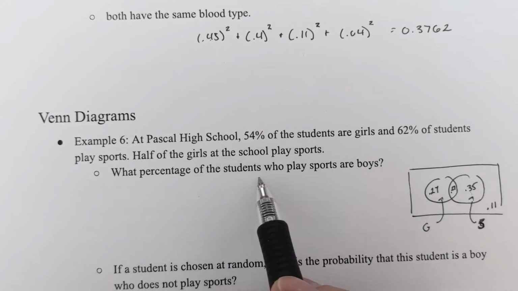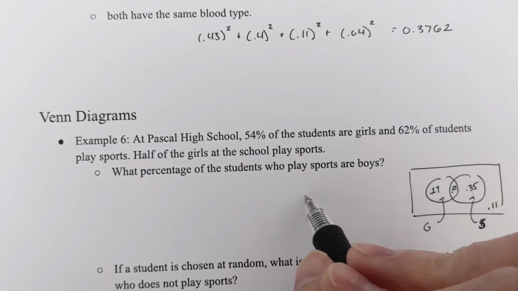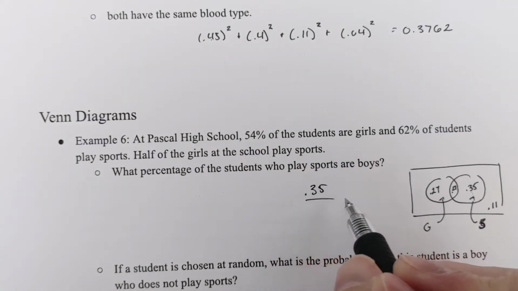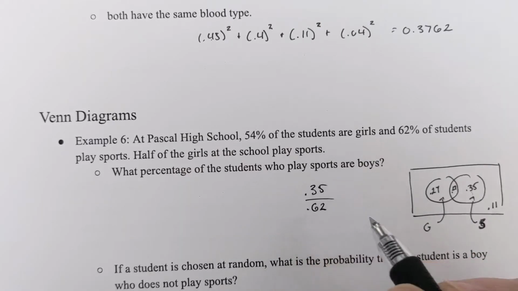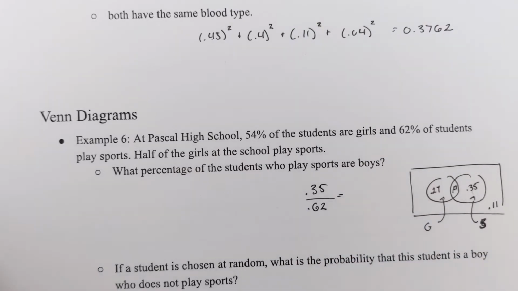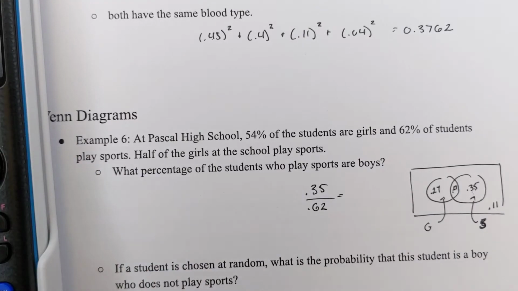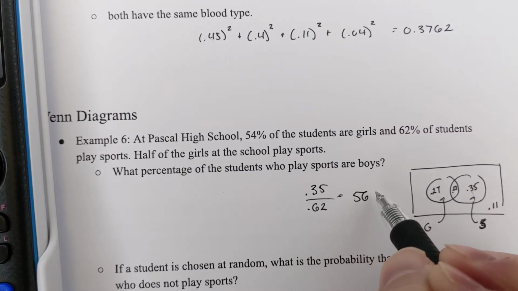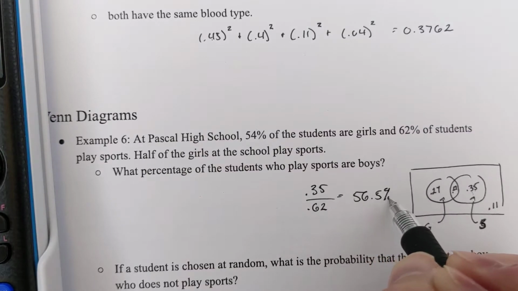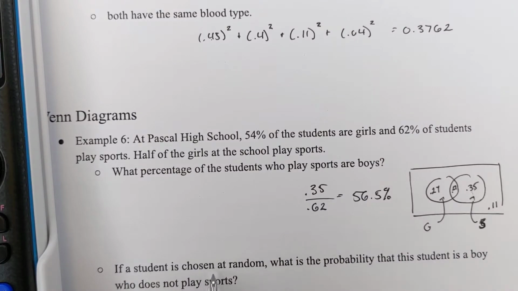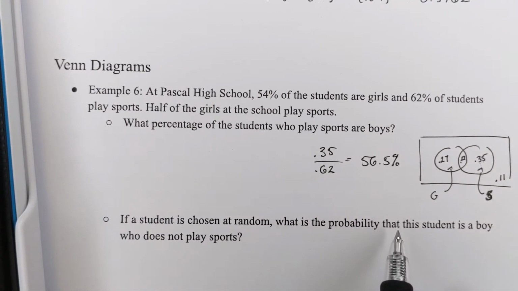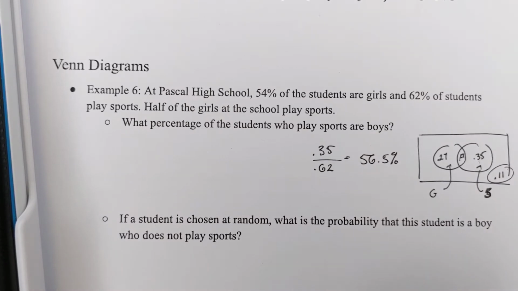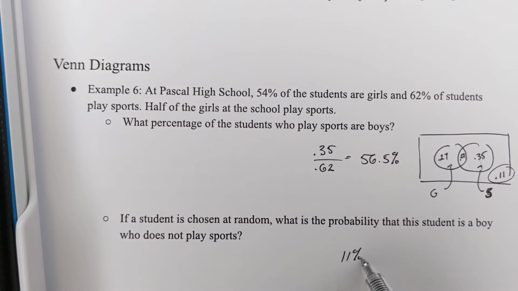What percent of the students who play sports are boys? Oh, whoops. So 0.35 divided by the total number of percent that play sports. So the 0.35 out of the entire sports circle. So this is about 56.5%. If a student is chosen at random, what's the probability that this student is a boy who does not play sports? That's that chunk there. So 11%.